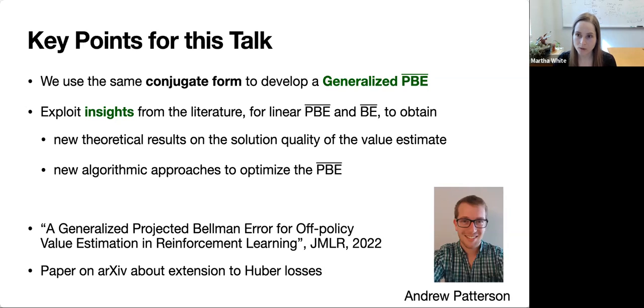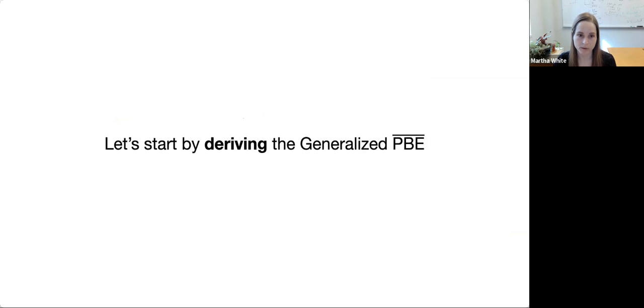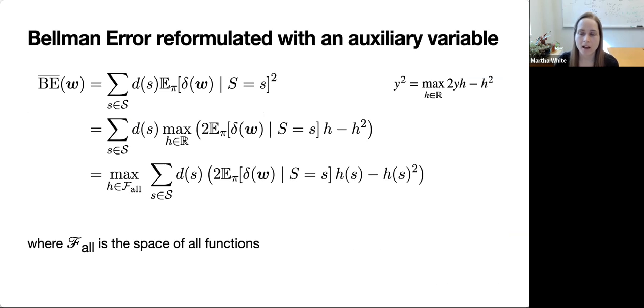Okay, so let me tell you why this generalized projected Bellman error is so cool and how it lets us actually get some good algorithms. So we're going to do that by just deriving this objective, and the derivation is very simple. So this conjugate form is quite lovely. It was introduced actually by Bo Dai and others, and as soon as we saw it, we thought that is a very elegant idea. We need to exploit that for ourselves.